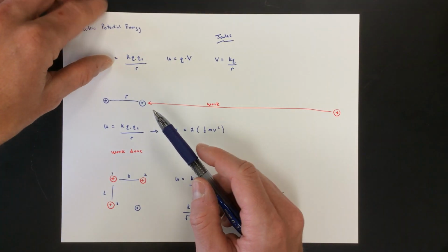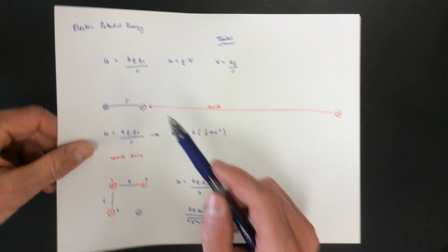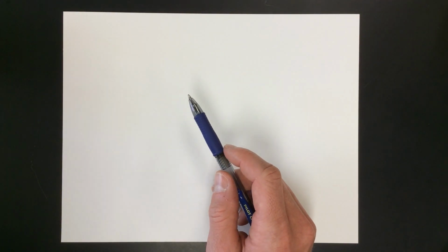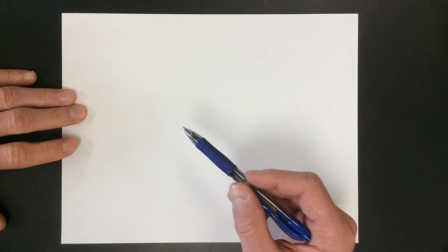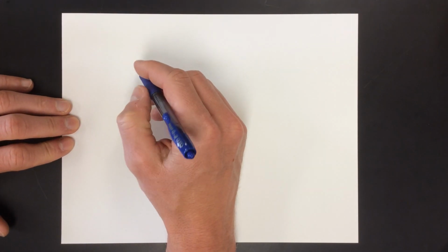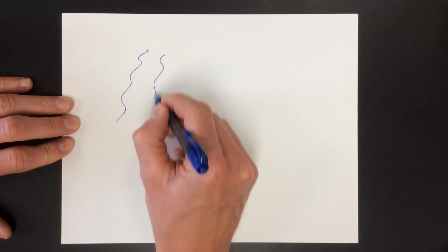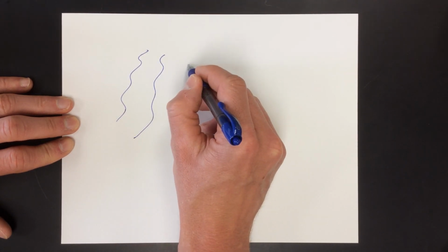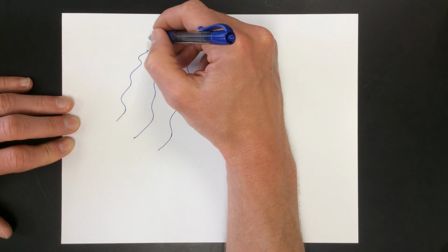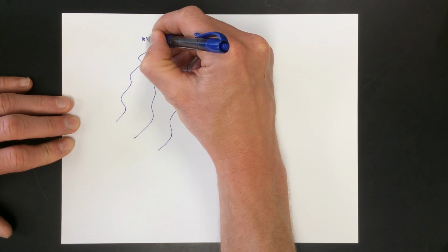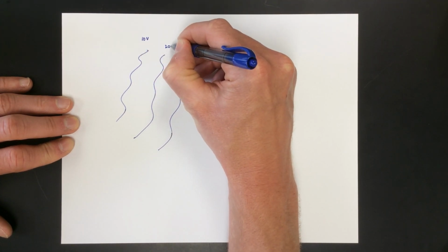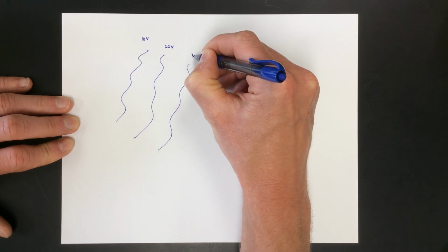Okay? The other time they like to ask about potential energy, and again, this kind of goes into a video that you might have to look at, is if they talk about equipotential lines. So this is some line, this is some other line, this is some other line, and let's say this is at 10 volts, 20 volts, 30 volts.